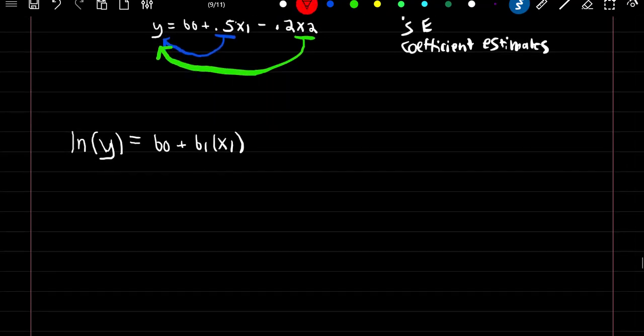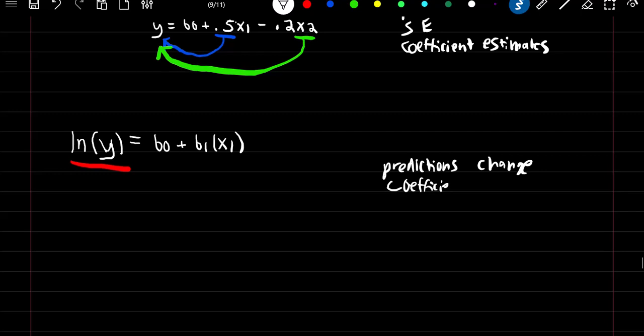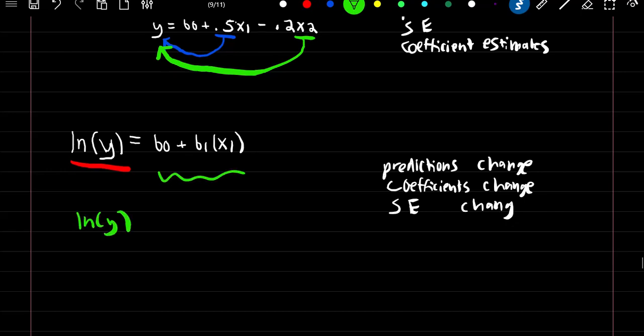Now if instead we were to apply a transformation, so here we're taking the natural log of y, which we would use to address multicollinearity, now our predictions are going to change. Our coefficient estimates are going to change. And our standard errors change. And essentially, if we were to make a prediction with this side of the model, we would get our prediction in terms of the natural log of y. So if we wanted to convert back to its regular units, we would just take the exponent of this value to get our new prediction.